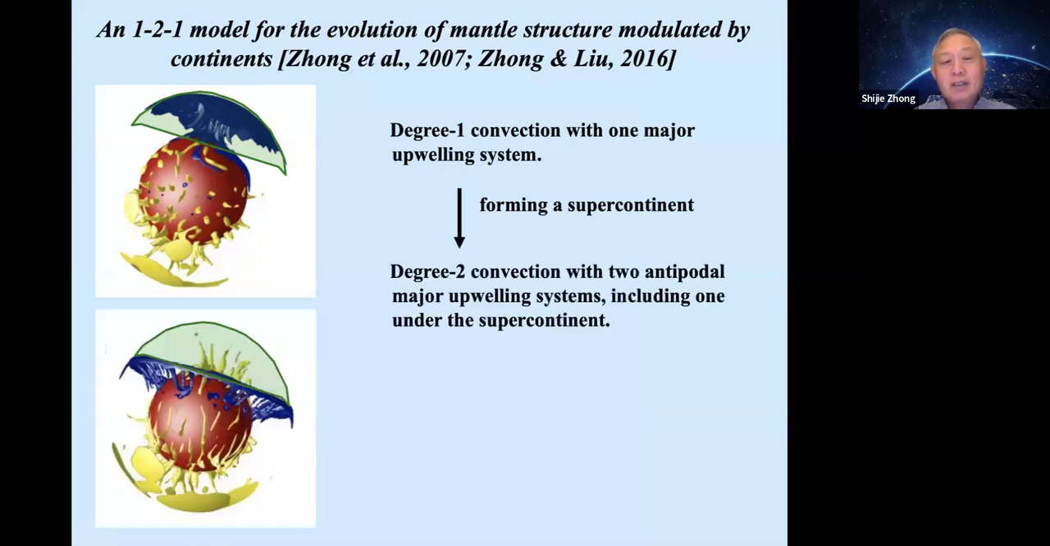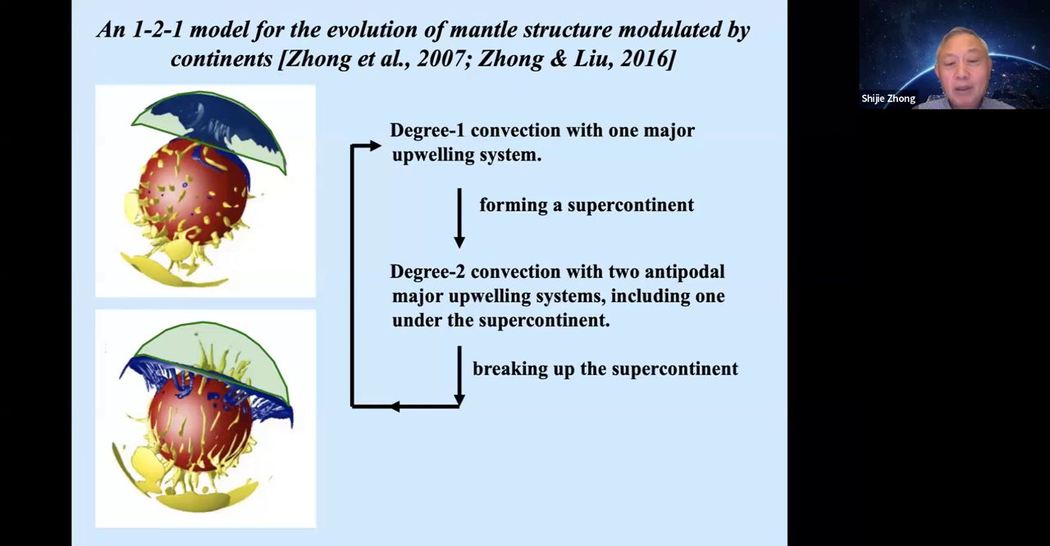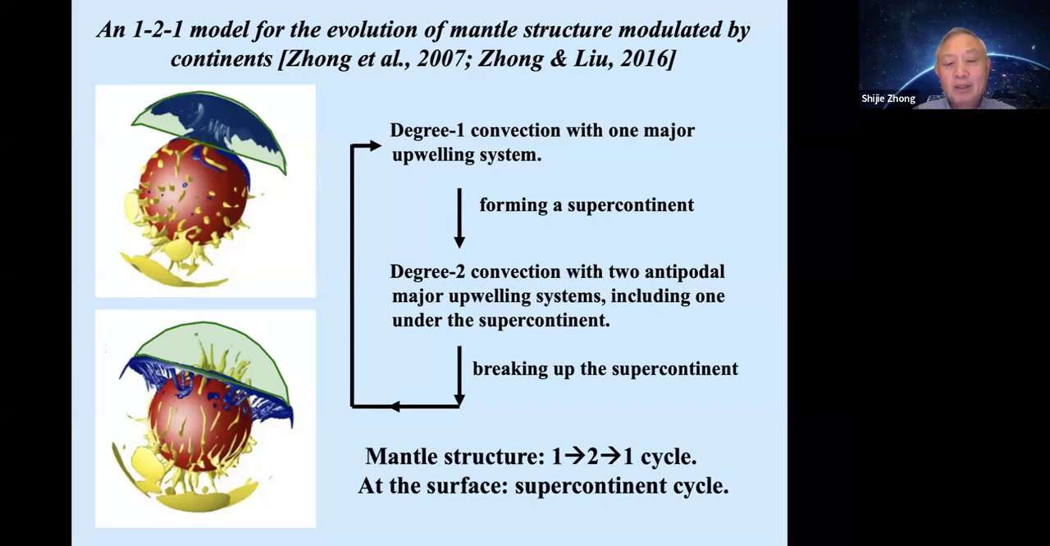Then the supercontinent subduction will induce secondary plumes. So you're going to have two antipodal major upwelling systems, right? And one is immediately under the supercontinent. That secondary superplume will tend to break the supercontinent. Once that happens, you can possibly go back to degree 1 convection again. So this is what we call mantle convection: you tend to have this degree 1 to degree 2 to degree 1 cycle, and at the surface you would have the supercontinent cycle. The supercontinent will form and break and form again, etc.